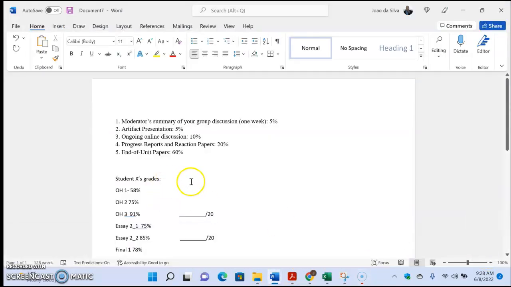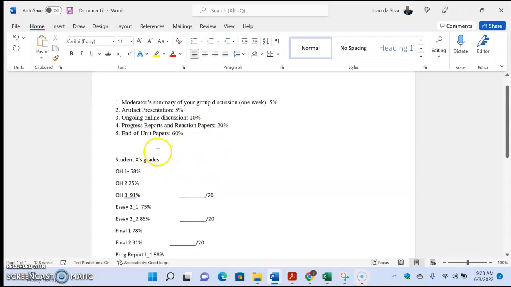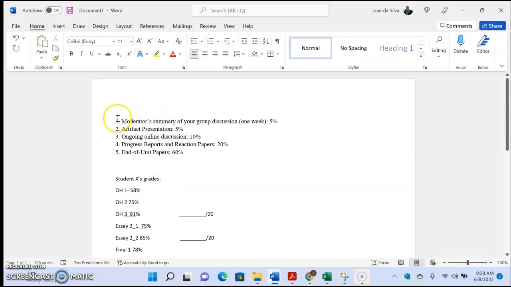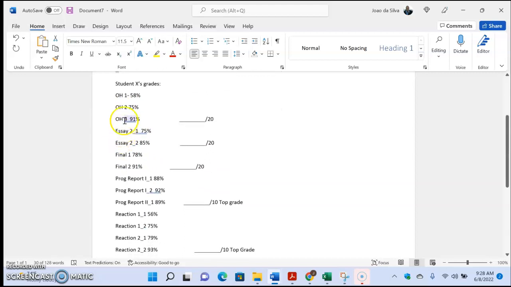So let's imagine for a second that student X, using the same grid, got the following grades out of the three major assignments: the oral history, SA2, for English 24 that's called the anthropology project, and then the final project. So the student got the following grades for the oral history: 58, 75, and 91. I am going to take the highest grade of all drafts, so the student got a 91.